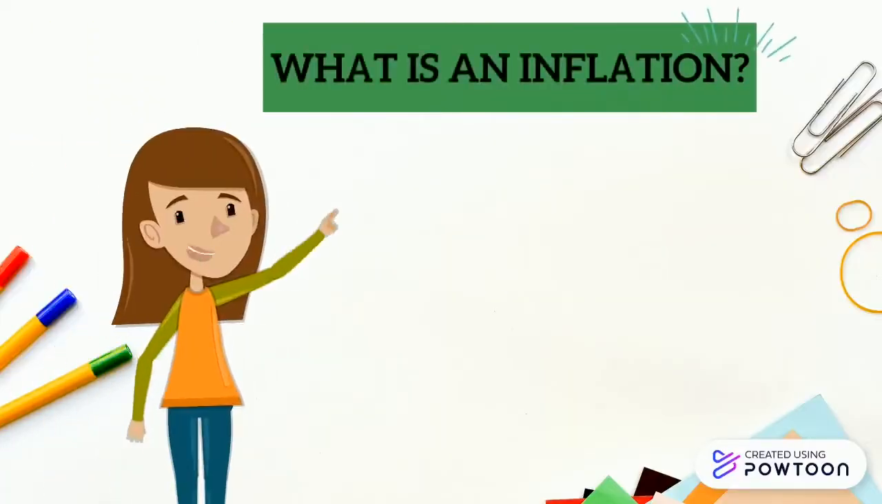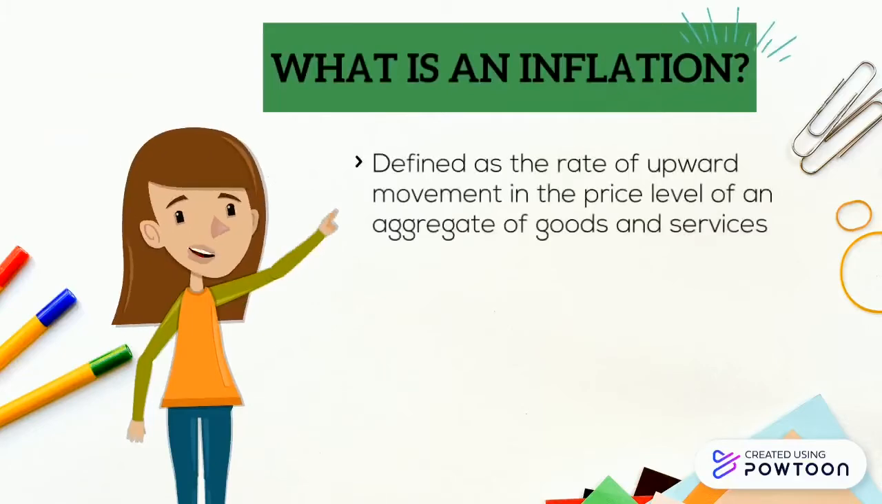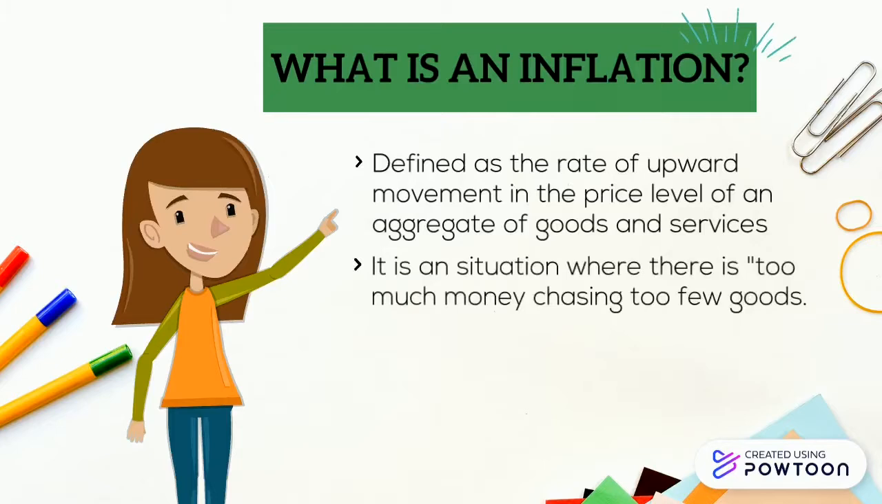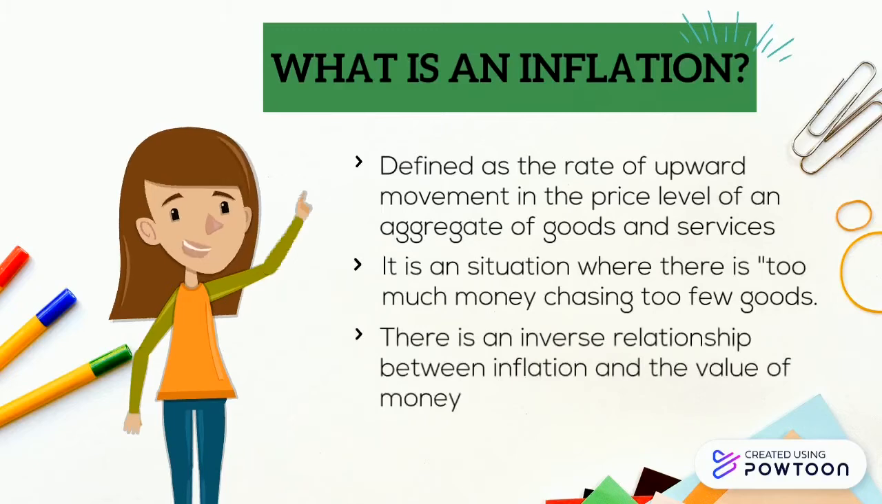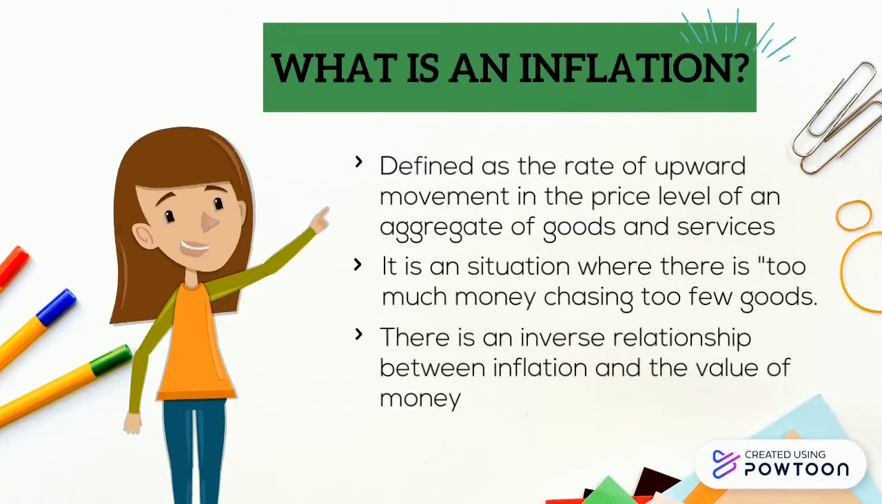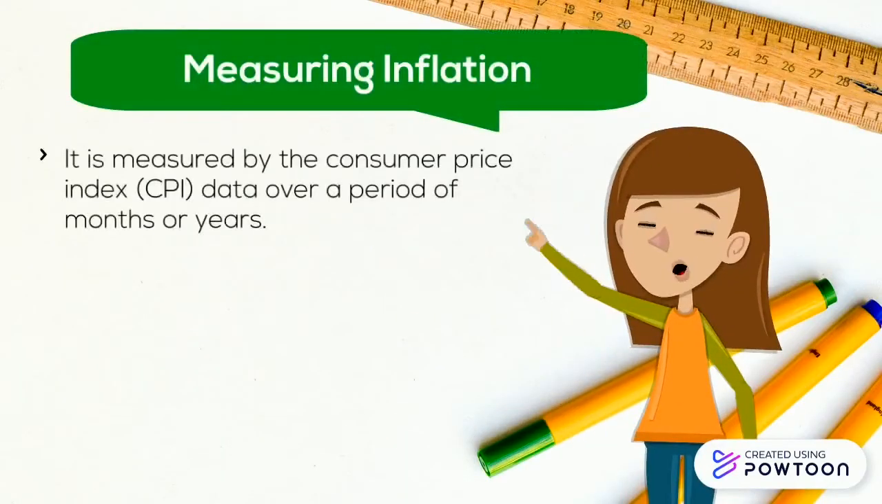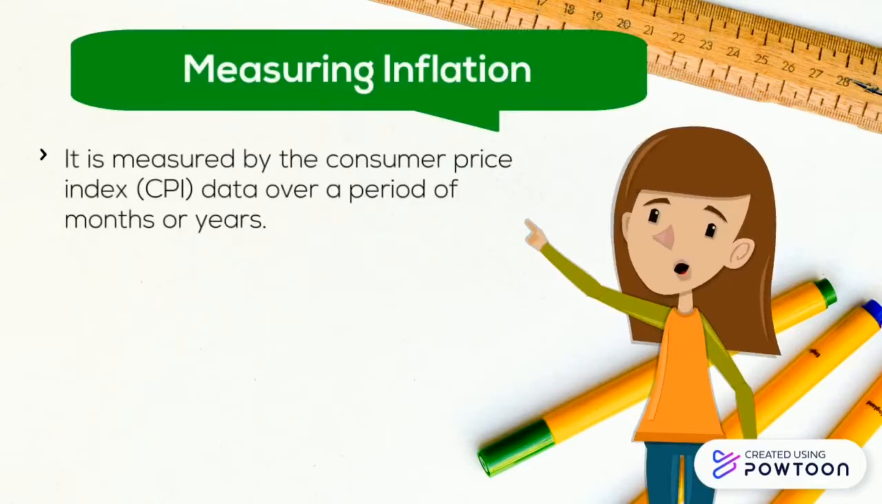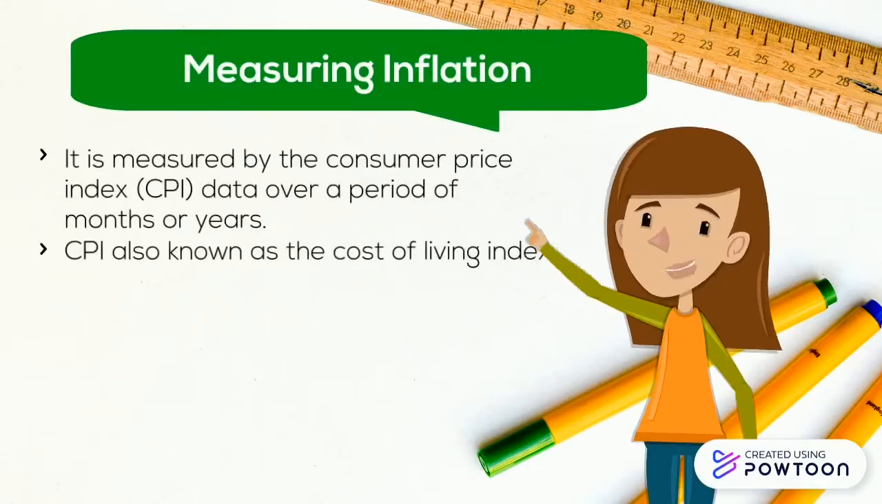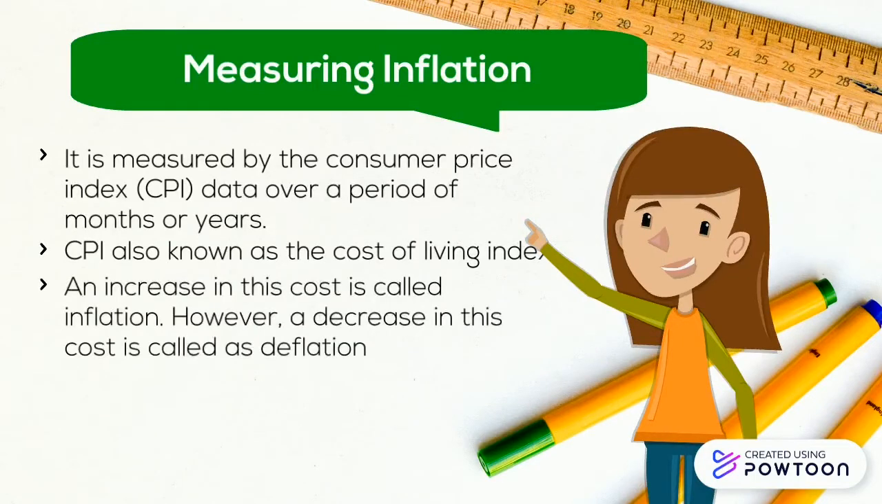I will start with what is inflation. Inflation is defined as the rate of upward movement in the price level of an aggregate of goods and services. It is a situation where there is too much money chasing too few goods. There is an inverse relationship between inflation and the value of money. Measuring inflation: inflation is measured by the Consumer Price Index data over a period of months or years. An increase in this cost is called inflation, however, a decrease in this cost is called deflation.